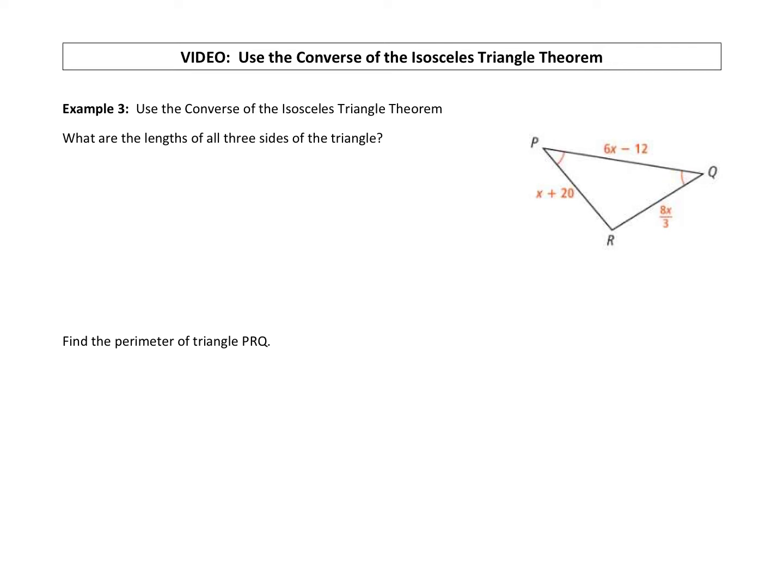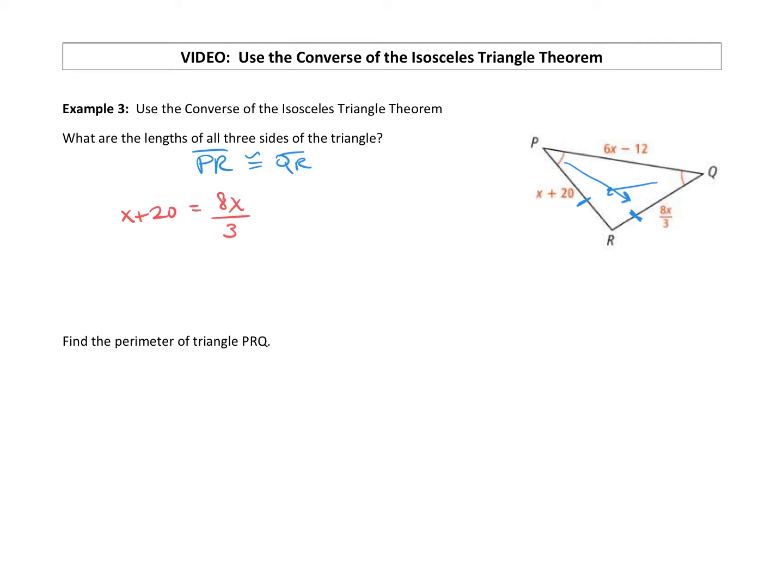We are given 3 sides labeled with X's, but then we're also given 2 congruent angles. So if you have 2 congruent angles, the converse of the isosceles triangle theorem tells us that the opposite sides will be congruent. So I know that PR is congruent to QR. So that's the equation that we can set up. Because they're congruent, their measurements will be the same. So our equation is going to be x plus 20 equals 8x over 3.